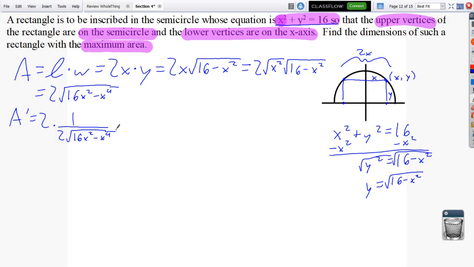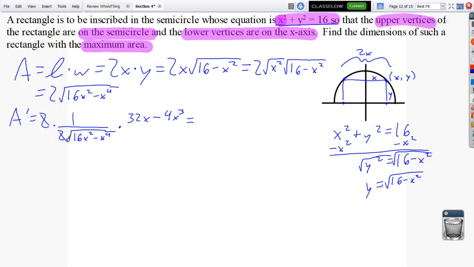But now, since I have stuff inside of there, I need to multiply by the derivative of the stuff. So the derivative of the stuff would be 16x squared becomes 32x minus derivative of x to the 4th, 4x cubed. Just double checking my work. All right, cool. Now I'm going to simplify this a little bit.